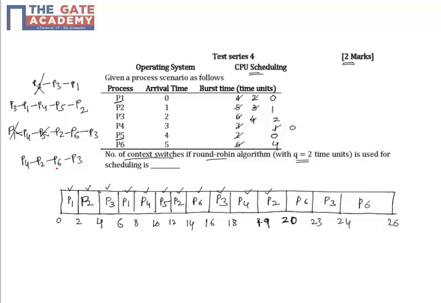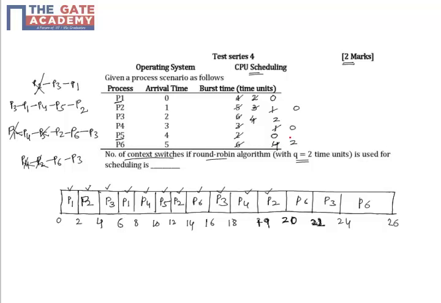After that, these 2 processes are over. Next there is P6, which will run for 2 units of time, so P6 will run from 20 to 22, because the time quantum q equals 2. And then P3 is there, so we'll run P3 for 2 units of time.